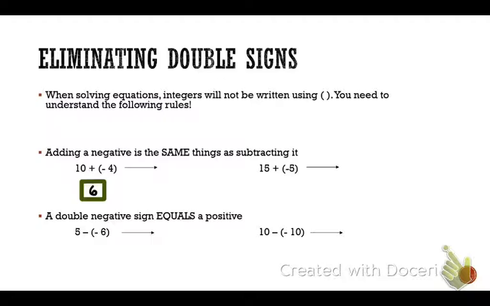Now you will see you guys have a blank right here. And I want to explain to you what we're going to write here. If you notice, there are double signs here. Plus, minus, or positive, negative. You don't want to have double signs. So let me explain something to you.